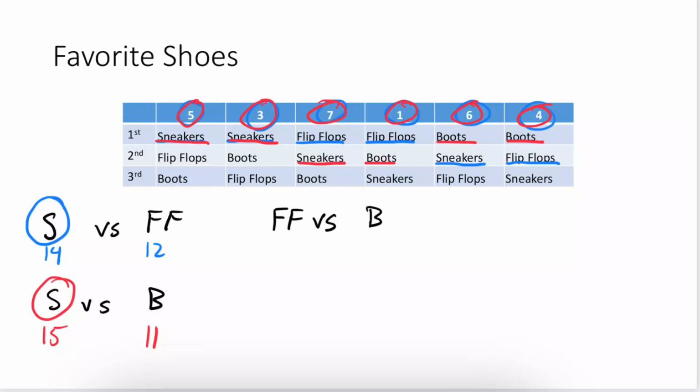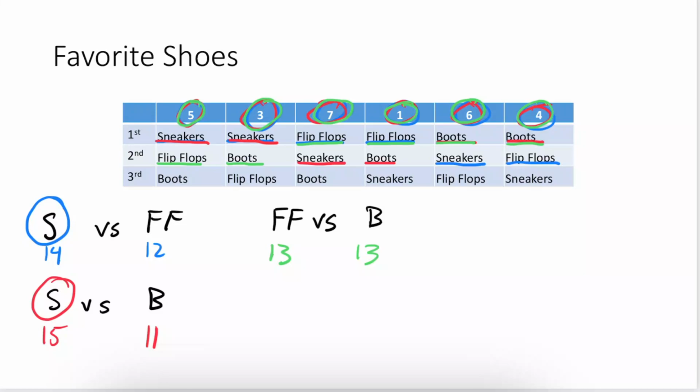And then my last pairwise comparison, if I do flip-flops versus boots, flip-flops will get these 5 votes, boots will get these 3, flip-flops will get these 7 and this 1 vote, and then boots will get these 6 votes and these 4 votes. And so if I add up the number of votes that flip-flops get, I would have 5 plus 7 plus 1, which is a total of 13. And then if I add up the points for boots, I would get 3 plus 6 plus 4, which would be a total of 13 as well. And so in this case, they are both winners, which means they'll both get half of a point.